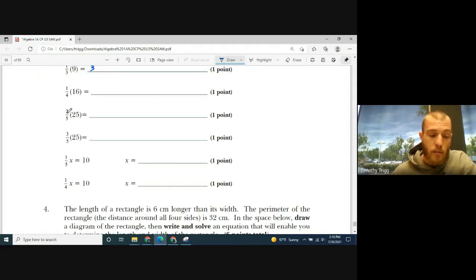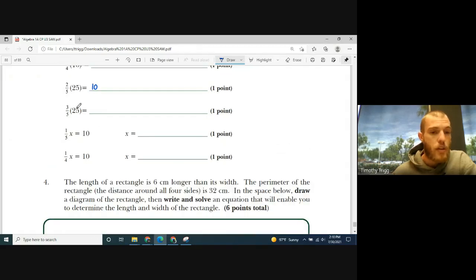Similarly, if I'm doing this one, 25 times 2, that's 50. 50 divided by 5 is 10. See if you can do this one on your own.